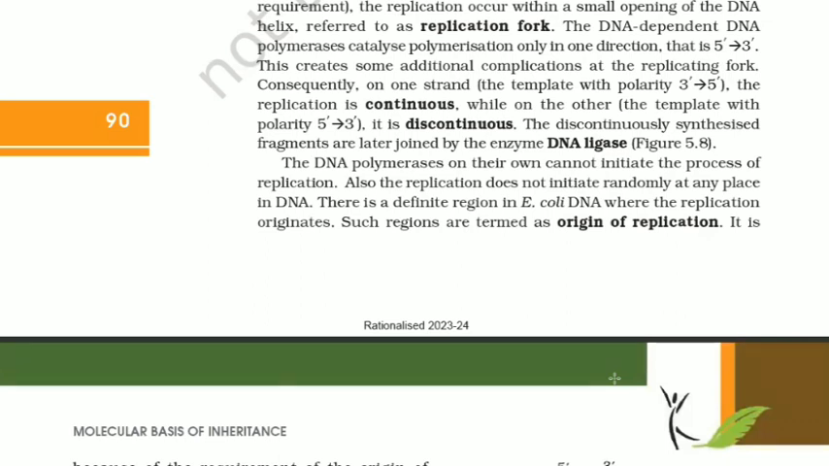The DNA polymerases on their own cannot initiate the process of replication. Also, the replication does not initiate randomly at any place in DNA. There is a definite region in E. coli DNA where the replication originates. Such regions are termed the origin of replication.